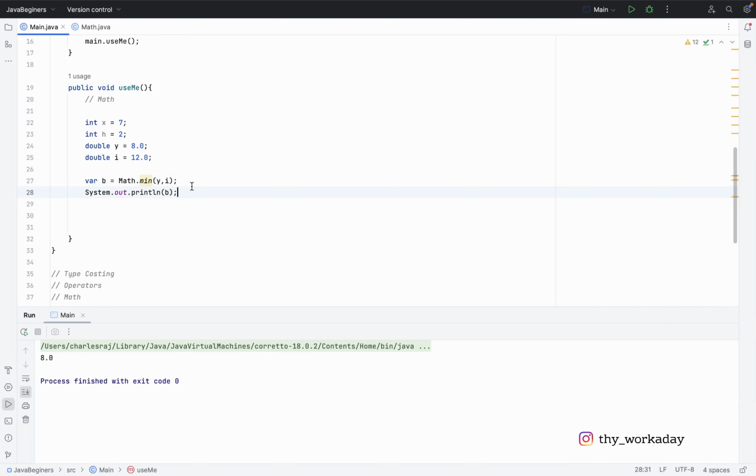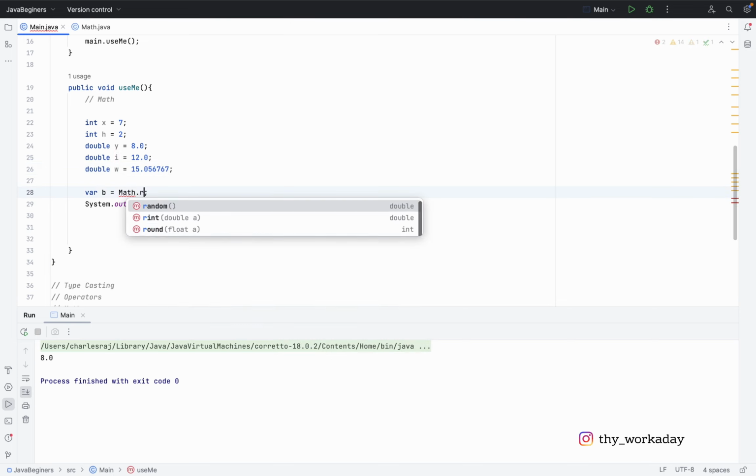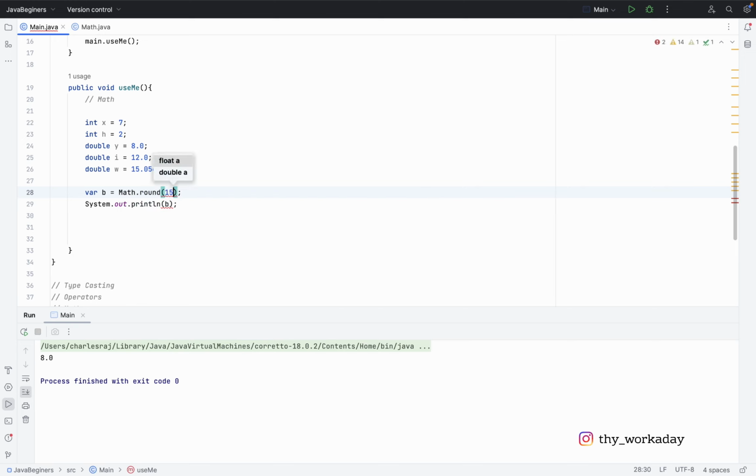We will normally use these in many places. Another thing: if you have another value, let's take it as w, 15 point something. There is another function called round off. Let's check with w what it is going to do. It will round off the value. So we are rounding off w, storing it in b, and printing b. So this is round off.